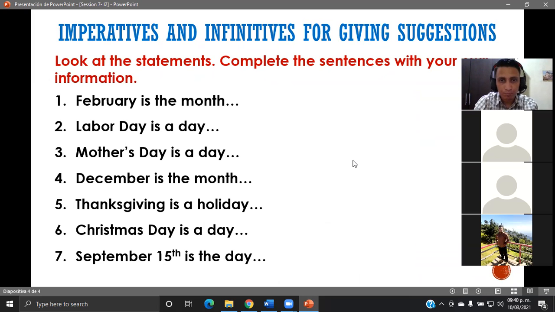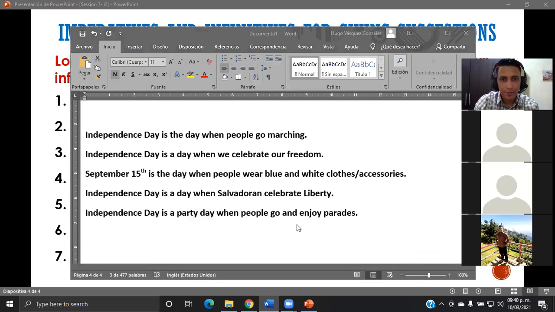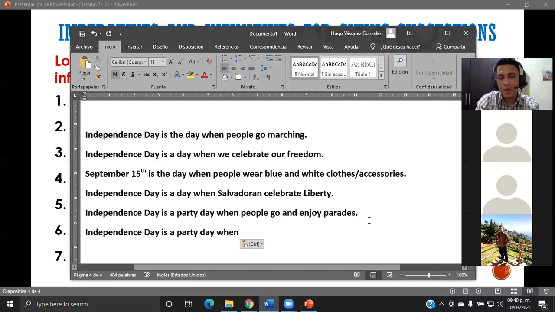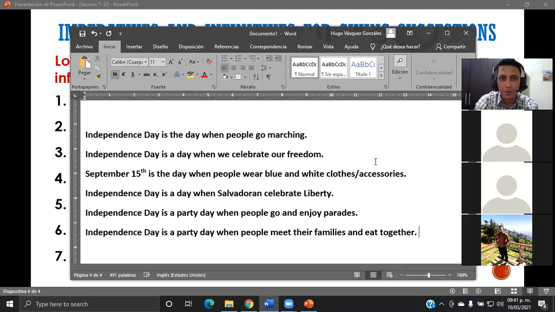Okay, let's go. I will give you some time. Let's see Roberto's answer. Independence Day is a party day when people meet. Perfect. It's a party day when people meet, and eat together, you can say. I would say meet their families and eat together. Probably that can be the way, but just some changes you can make. Thank you, I appreciate it.